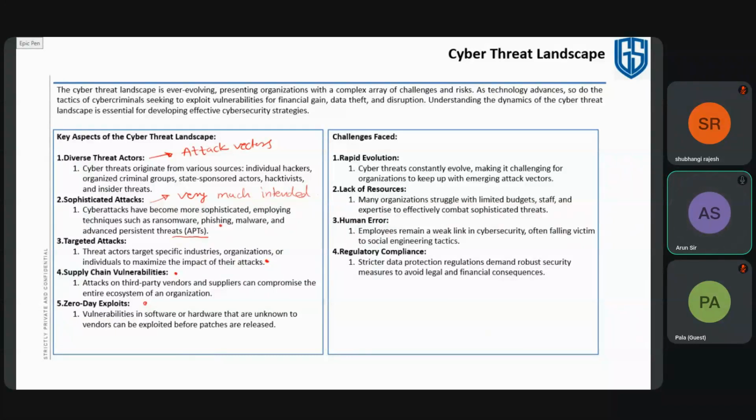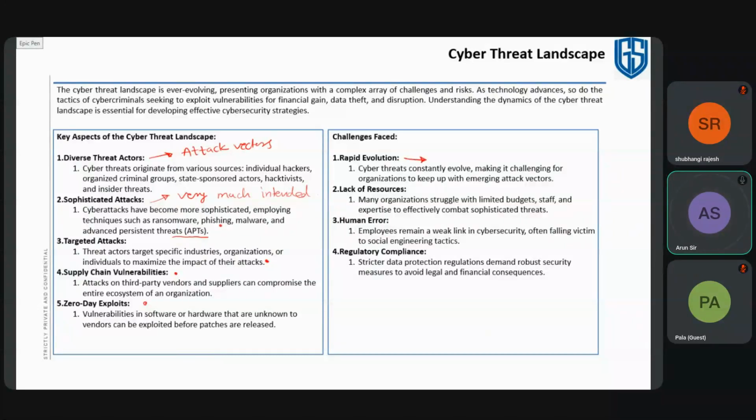Even recently Microsoft has accepted certain things, and they have patched around 143 updates they had given, and a few of them were related to the zero day exploits. What are the different challenges?